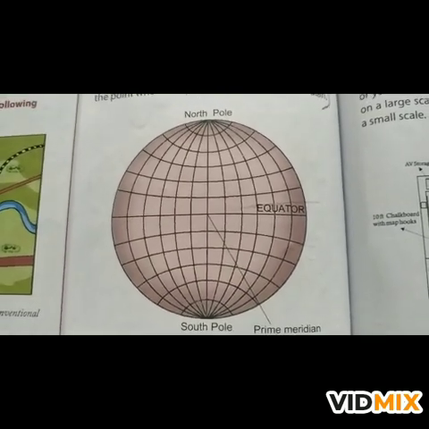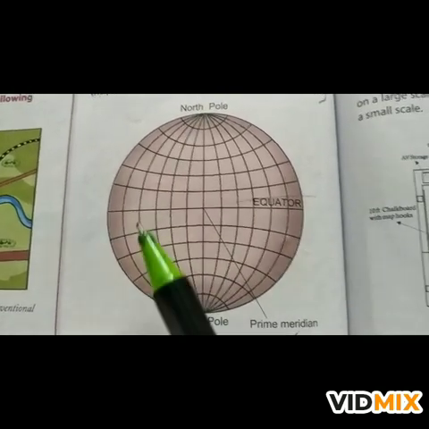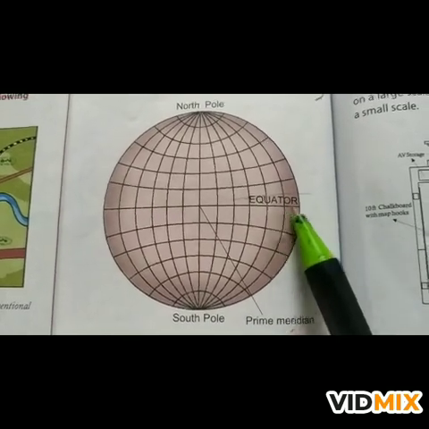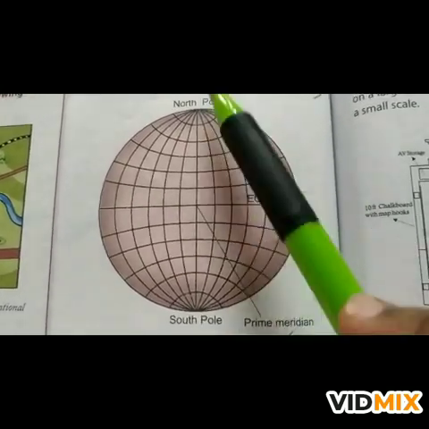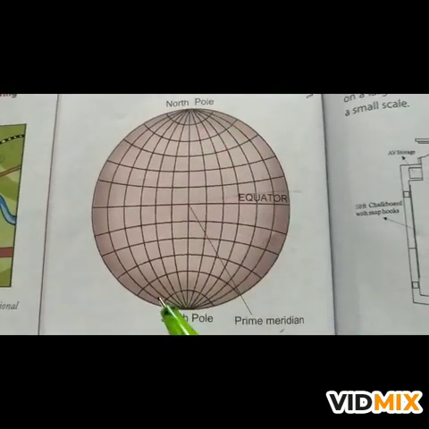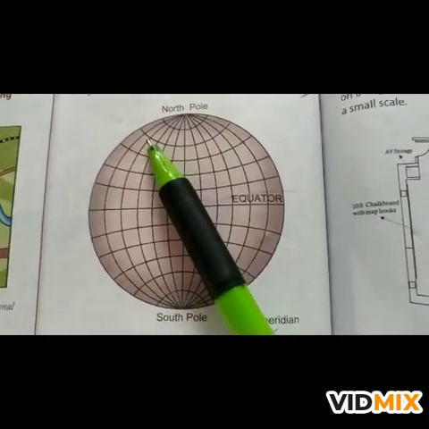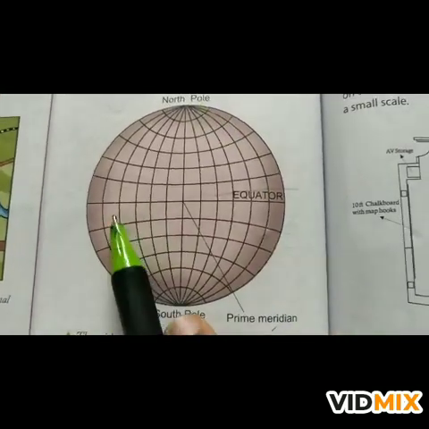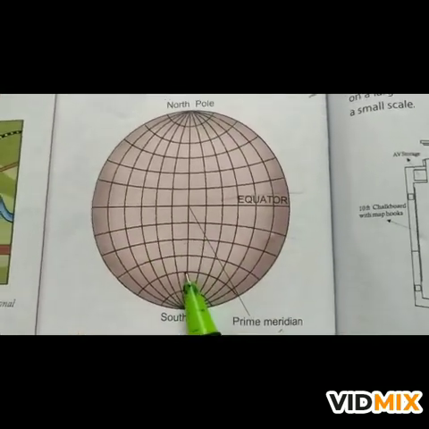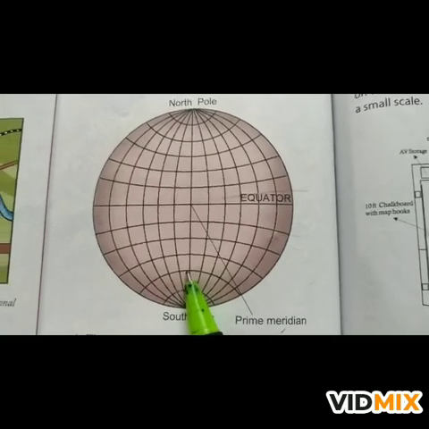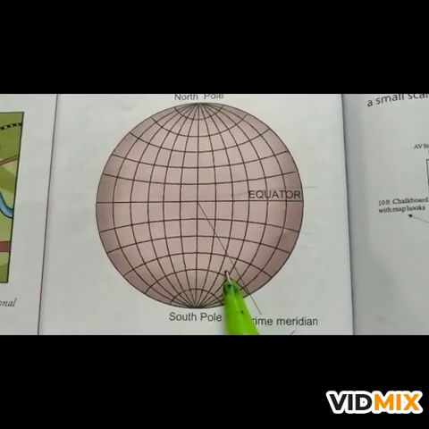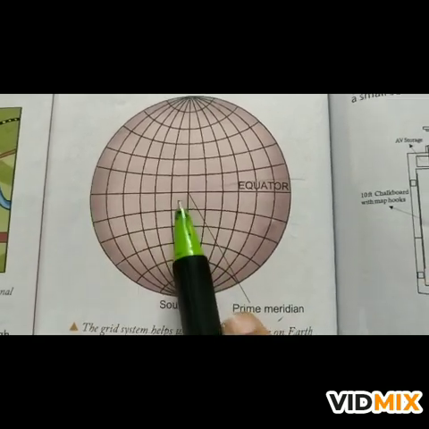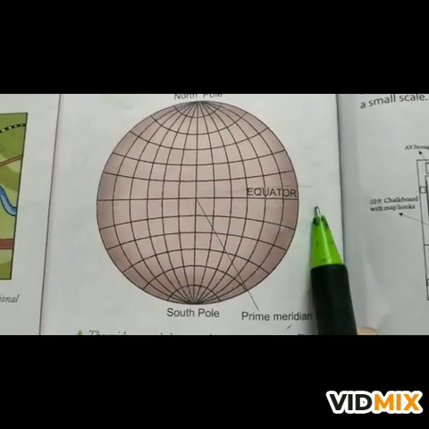Now students, there is one line that is known as the equator, which is also known as the longest line, which divides the earth into two equal parts. The above part is known as the northern hemisphere, and the part which is downwards to the south pole is known as the southern hemisphere. Now students, the equator is the longest line.